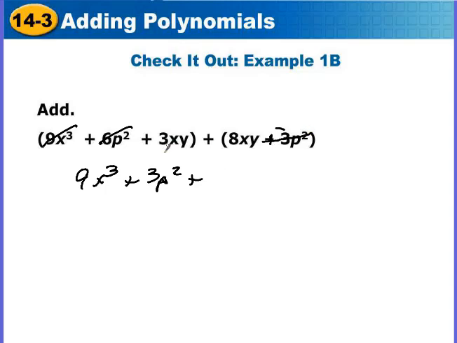Okay, now do I have any other xy's? Yes, I got 3 of them here. I got 8 of them here, so 8, 9, 10, 11. So I end up with 11xy. And this would be the sum of these polynomials. So that's how we add them together horizontally.